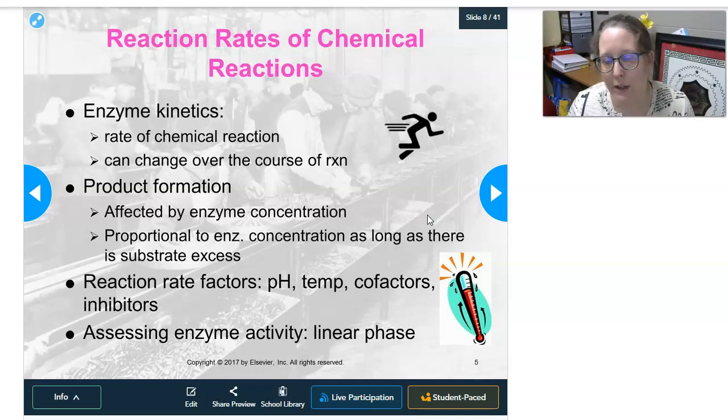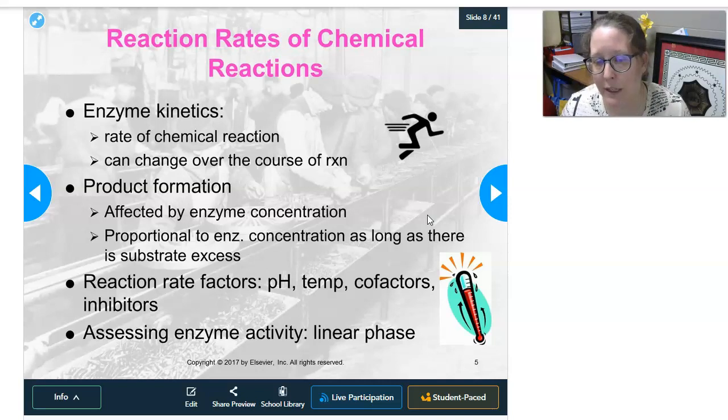Cofactors, if they are needed, their presence will affect how fast the reaction happens, or how well the reaction happens. For example, a lot of enzymes need molecules such as metals like magnesium or zinc or selenium or something like that. And if there's not enough magnesium to bind into the enzymes to allow the chemical reaction to happen, then it's just going to happen slower. It is limited by the presence of the magnesium. And then the presence of inhibitors.